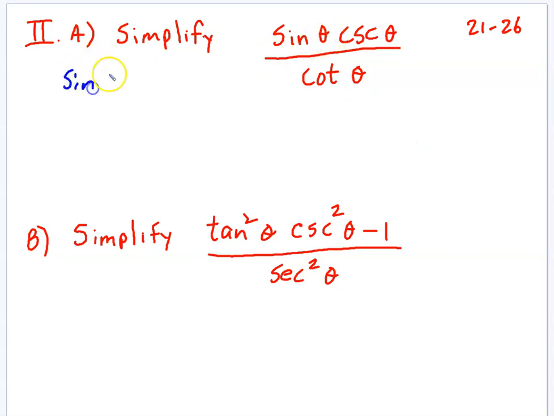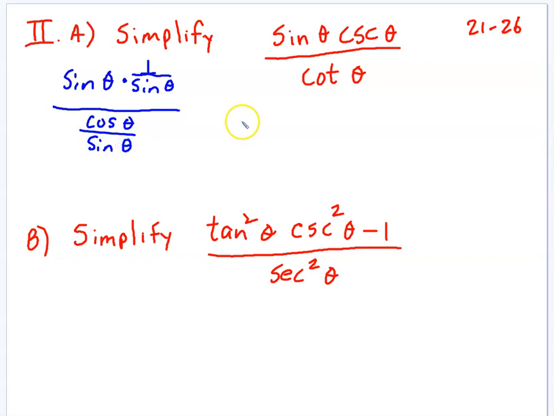I've got sine theta being multiplied times cosecant. Well, another way of writing cosecant is 1 over sine, because that's one of our reciprocal identities. And then cotangent, it's one of our quotient identities. Cotangent is cosine divided by sine. Okay? So in the numerator, I'm multiplying sine times 1 over sine. Anytime you multiply something times its reciprocal, the result is 1. And then I'll just bring this down.